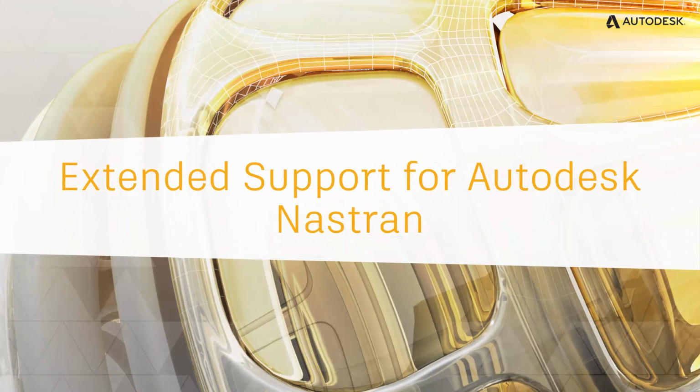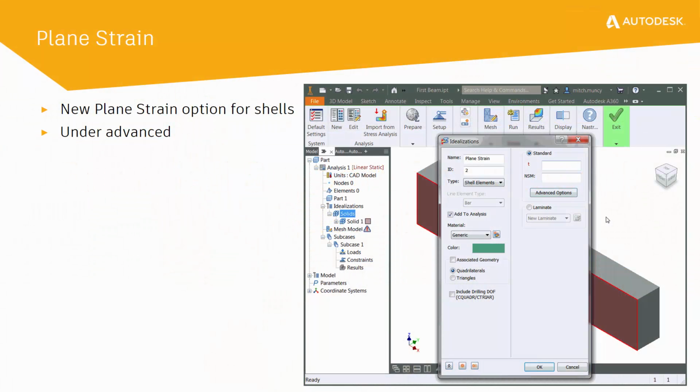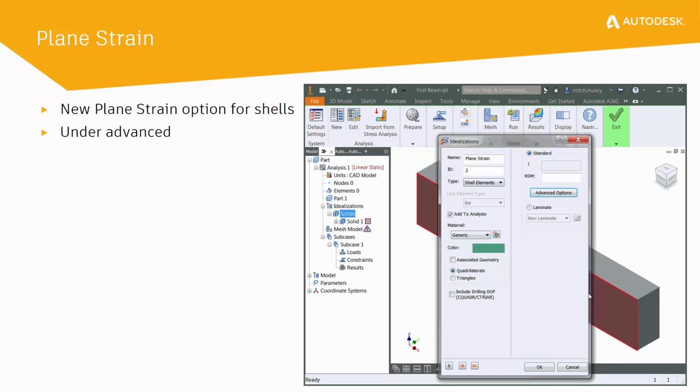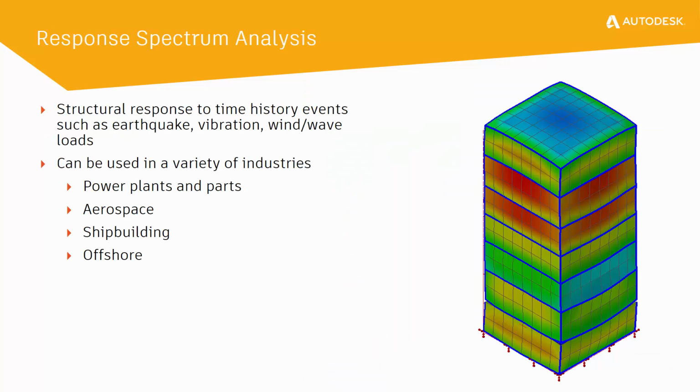The last set of enhancements we'll be looking at are related to the Autodesk Nastran solver. Plane strain elements allow you to simplify your model by representing thick solid geometry with shell elements. Using the shell idealization on Autodesk Nastran in CAD, you can now select the plane strain formulation under the advanced options. The response spectrum analysis type has been added to the list of linear dynamic analyses available.